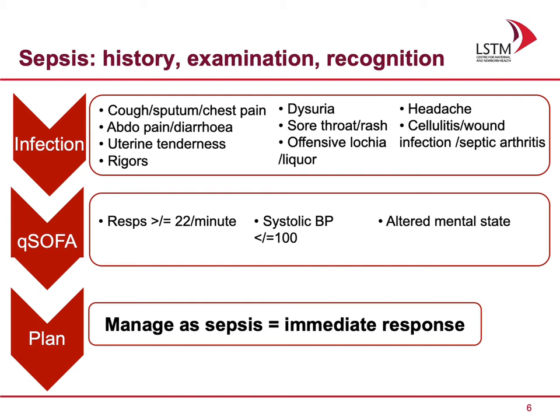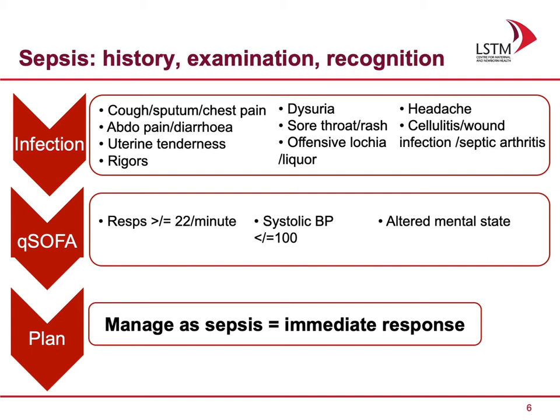Offensive lochia or liquor again can be a sign of an infection in the uterus, and rigors are a general sign of infection. So with any of these present, we would do our Q-SOFA score, and remember the respiratory rate is either greater or equal to 22, and that attracts 1 point. If it's less than 22, it will not attract a point.